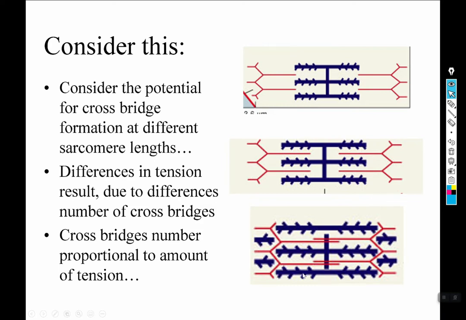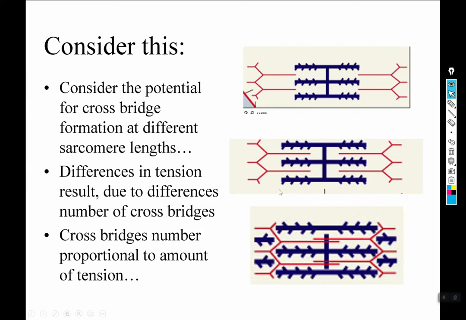This one's not going to be able to generate much additional tension because there's very few cross bridges that can form due to the spatial arrangement. So the optimal condition for maximally efficient tension generation is this middle state, where there's a resting state of partial contraction. And we call this muscle tone.